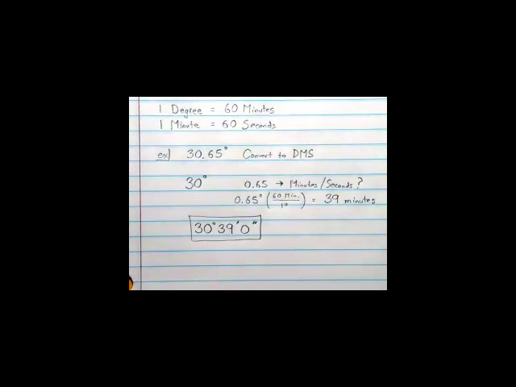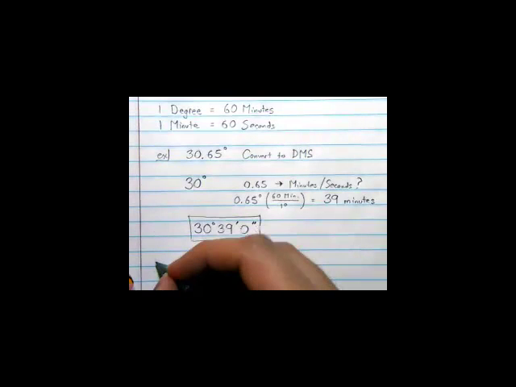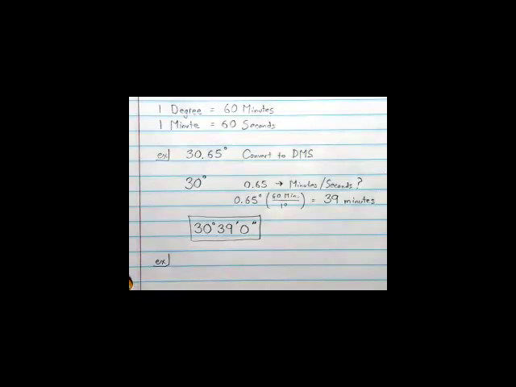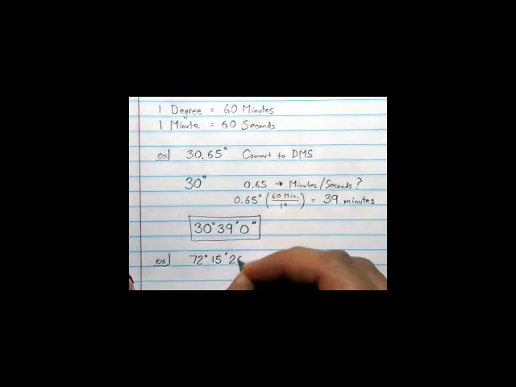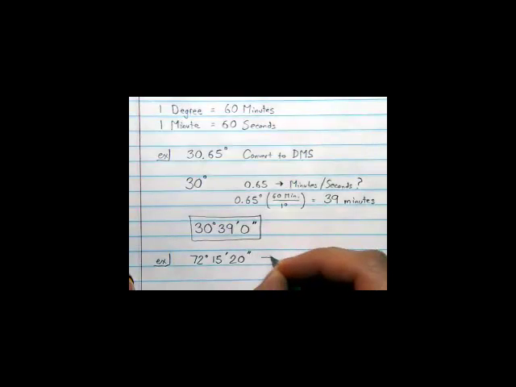Now, might want to go the other way though. What if I got something that's already in DMS and I want to move it back into just some kind of a decimal for degrees? So then instead of multiplying by the 60, you're going to start dividing by 60. Yep. So let's say I've got 72 degrees, 15 minutes, and 20 seconds, and I want to convert that back into just degrees.